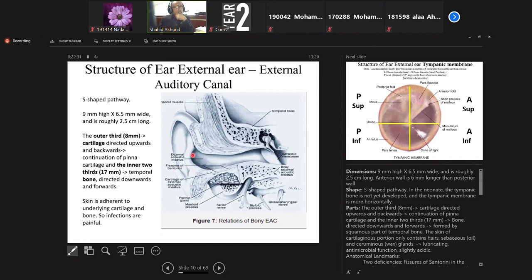Now, carefully look at the skin which is covering. Remember, we talked about the pinna, and the skin was adherent to the pinna. Now, the skin of the external auditory canal is also adherent to the cartilage and also to the bone. Can you all see that? It is adherent to the underlying bone. Now, what would happen if there is infection of the skin there? Would it be painful, painless, or mild pain, or severe pain?